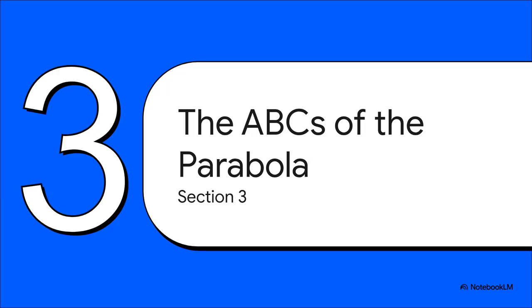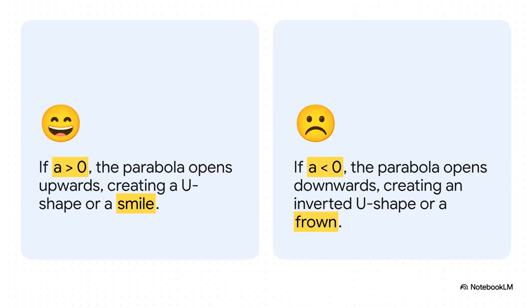Okay, so let's do this. Let's decode this function piece by piece. We're going to start with the most influential character in our code, that first coefficient, a. So the a value, it basically sets the entire mood of the parabola. If a is a positive number, the parabola opens upwards, kind of like a smile. And that means it has a single lowest point, what we call a minimum. But if a is negative, it flips and opens downwards, like a frown, giving it a single highest point, or a maximum. Simple as that.